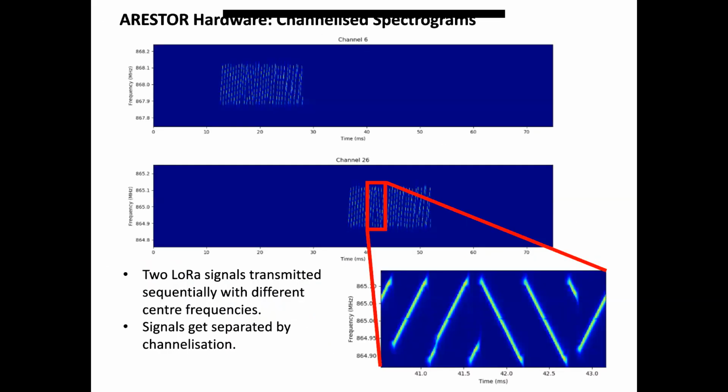Some results from that. So here we see two LoRa signals at different center frequencies that are transmitted at slightly different times from each other. And here I've plotted just the channelized output from two channels, which contain the complete signals. So you can see that the two different signals have been split by channel because their center frequencies are different, and then they're slightly separated in time as well.